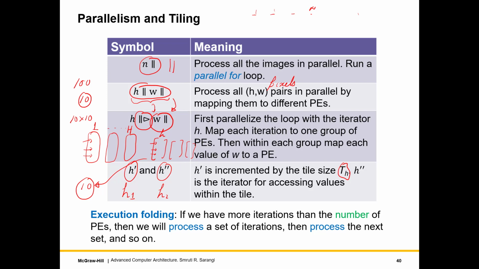Of course, as I just showed, we could have execution folding, which means that if we have more iterations, or more pixels, than the number of P's or threads, then we can process a set of iterations, a set of pixels, a set of computations. Say a computation in this case is an iteration of a for loop. Process the next set, and so on.